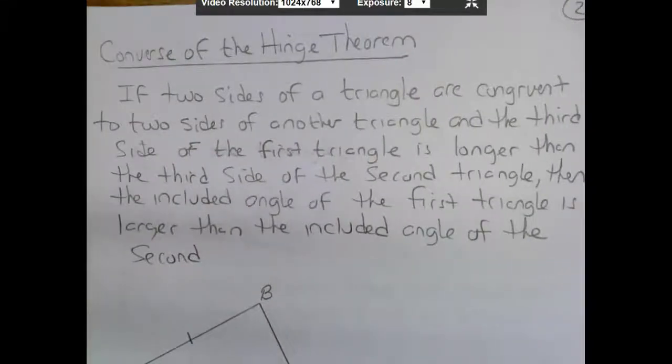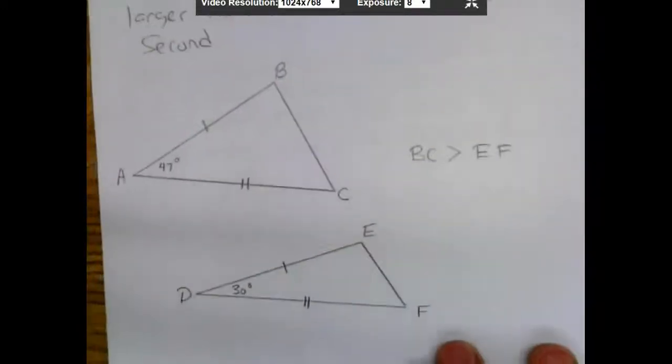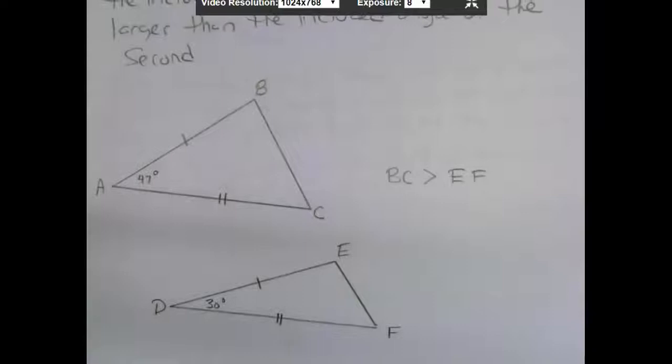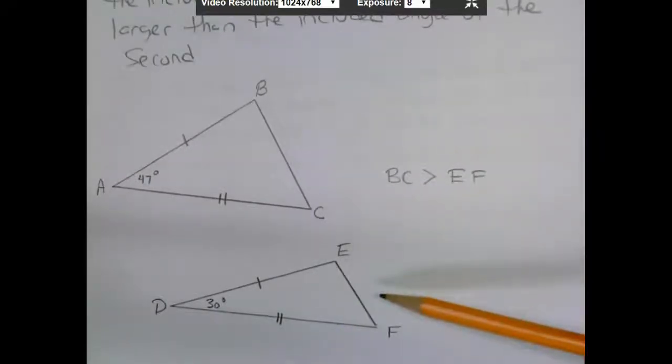So then we'll have the converse of that theorem. And this says, a little bit different, if the two sides of a triangle are congruent to the two sides of another triangle, so again we look, we have that condition right here. We have triangle ABC and DEF. AB is congruent with DE, and AC is congruent with DF, so that's the case. And then it says the third side of the first triangle is longer than the third side of the second triangle. If we look here, we could measure these, right? You can kind of see this side BC is longer or greater than EF.